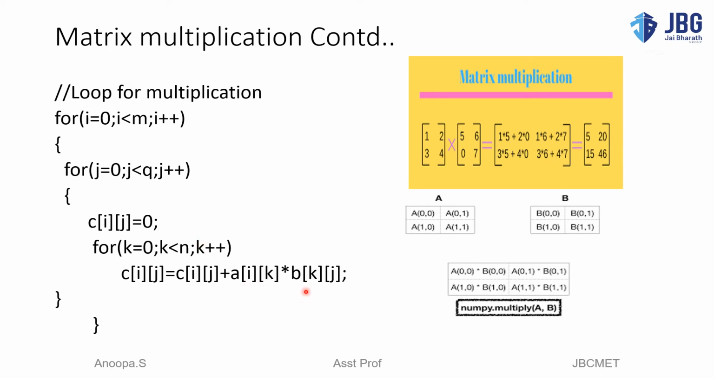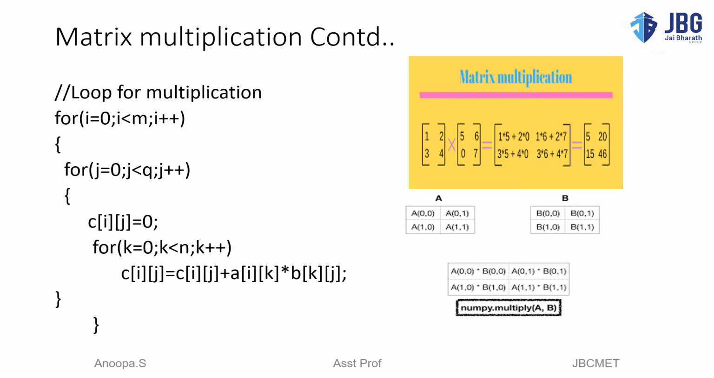Then in the case of k, the number depends on n, and n is the number of columns of the first matrix. That is the loop control variable that I am using for this inner loop. So we are using this for performing the addition operation as well as the multiplication with interchanged indices. So this is the loop for multiplication.